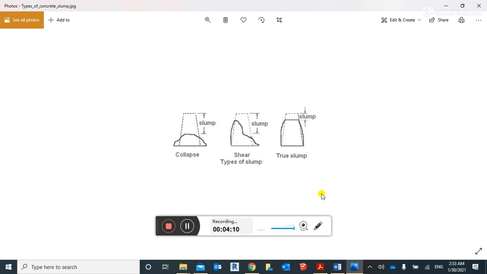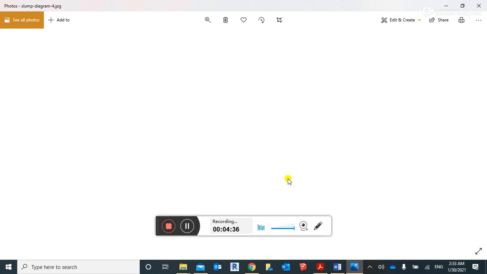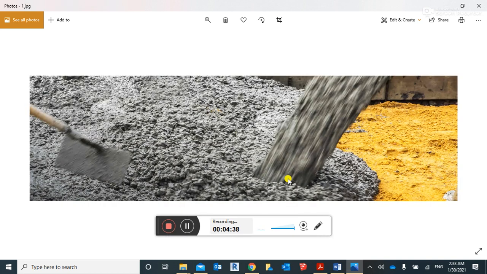Guys, this is very important and a question in exams also. After the slump is performed, the slump takes one of these three shapes: maybe a collapse slump, or maybe a shear slump, or maybe a true slump. We will come to them one by one, guys.